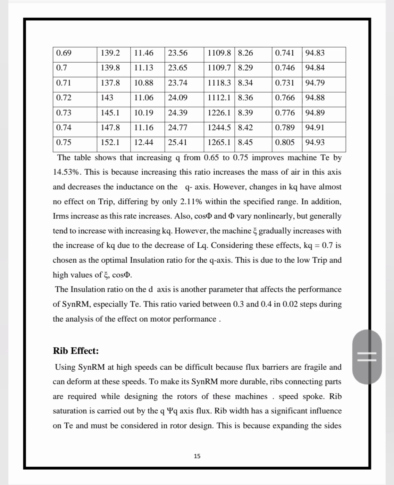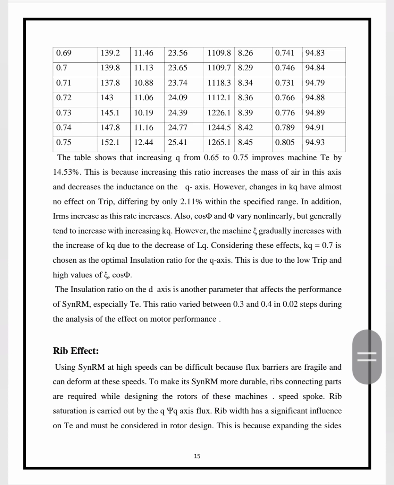This table shows that increasing Q from 0.65 to 0.75 improves the machine output torque by 14.53%, so the efficiency of the motor technology can be improved. This is because increasing the ratio increases the mass of air in the axis and decreases the inductance on the Q axis. However, changes in the insulation ratio have almost no effect on ripple torque, differing by only 2.11% within the specified range. In addition, current increases as the ratio increases. Also, cos theta and theta vary non-linearly but generally tend to increase with the increasing insulation ratio.